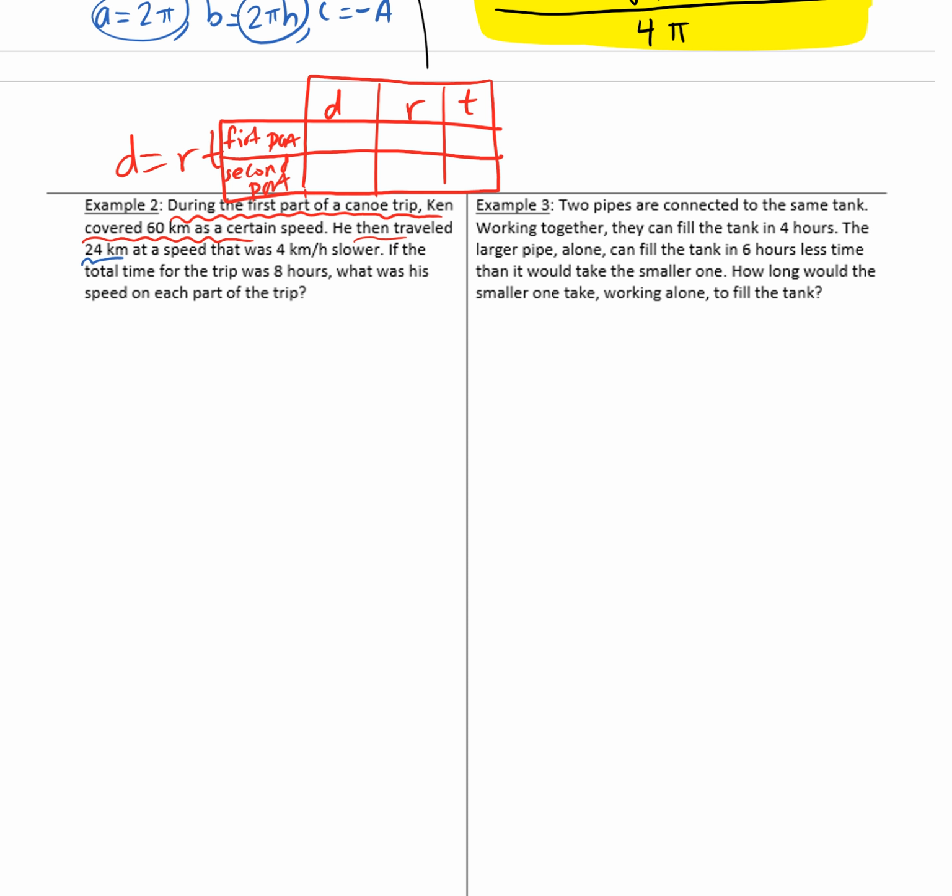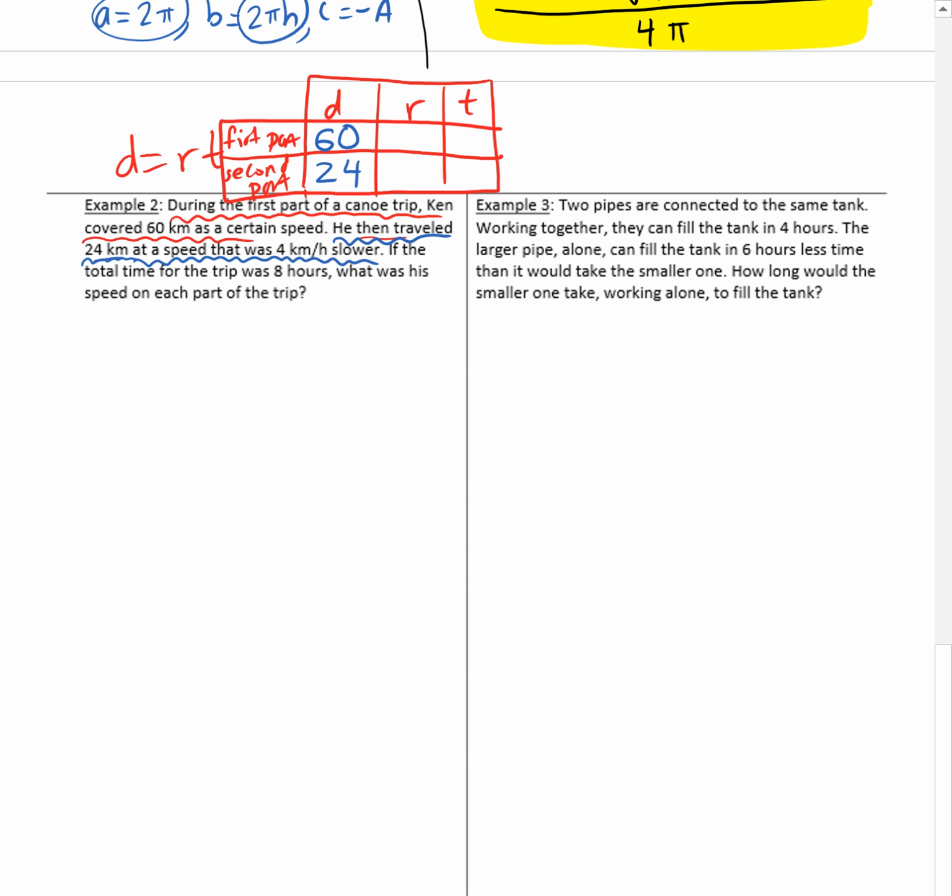60 kilometers, that's the distance for the first part of the trip, and then 24 kilometers is the distance for the second part of the trip. And now that we have that, the next thing is there should be some kind of relationship between either the rates or the times. I noticed in the second sentence they say he traveled 24 kilometers, we already got that, but the speed was 4 kilometers per hour slower.